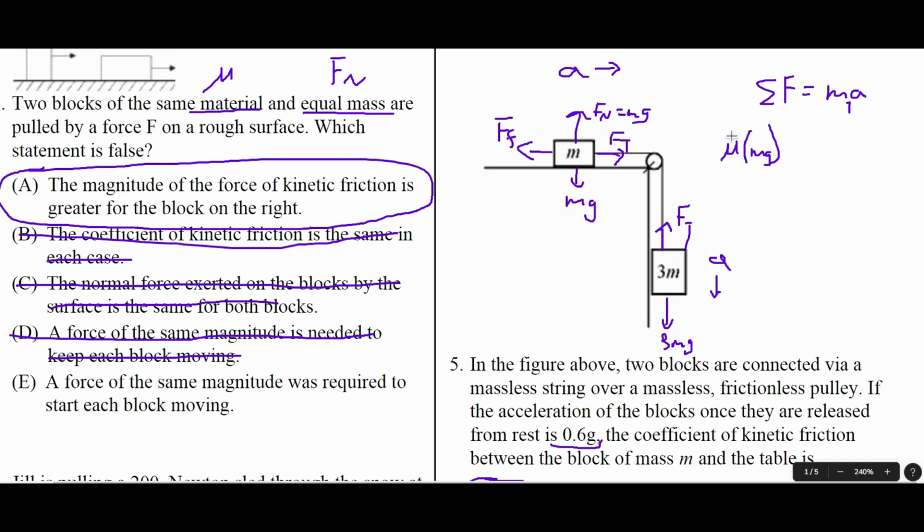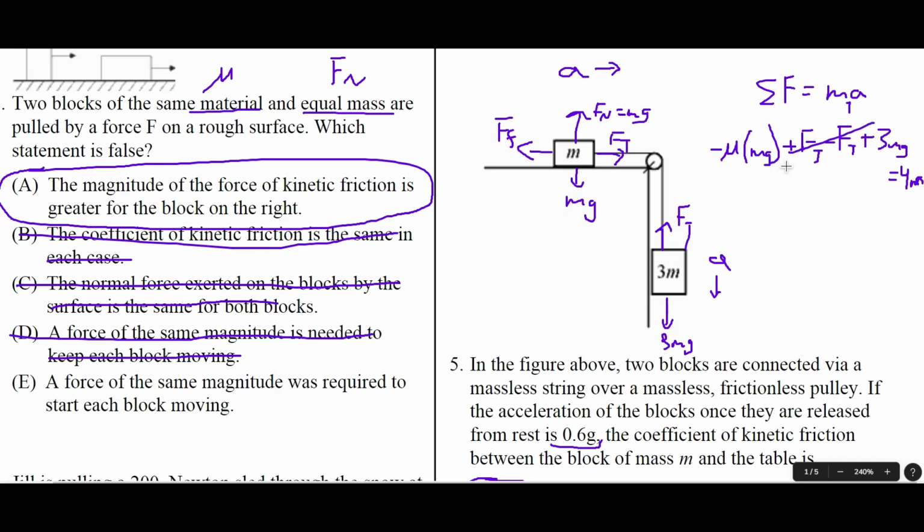Because it's going in the opposite direction of acceleration, I do minus. Then I have plus Ft, because it's going in the same direction as the acceleration. I have this Ft, which is going in the opposite direction of this acceleration, so that's minus Ft. And then this goes in the same direction of the acceleration, so plus 3mg. And all that is going to be equal to the total mass, which is m plus 3m, which is 4m, times the acceleration.